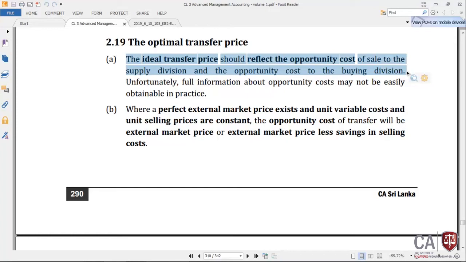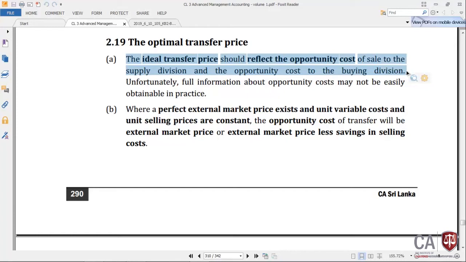where a perfect external market price exists and unit variable cost and unit selling price are constant, the opportunity cost of transfer will be the external market price, or the external market price less saving in selling cost, right?